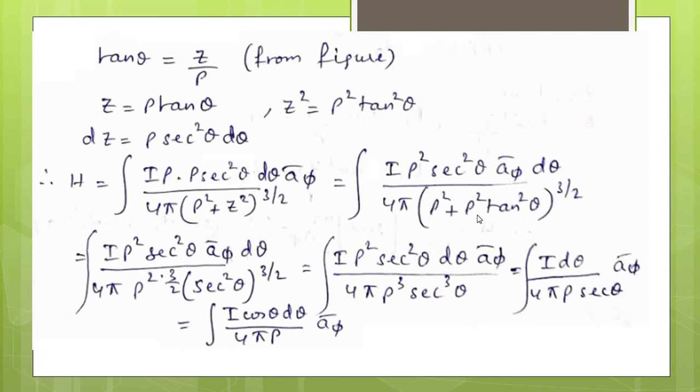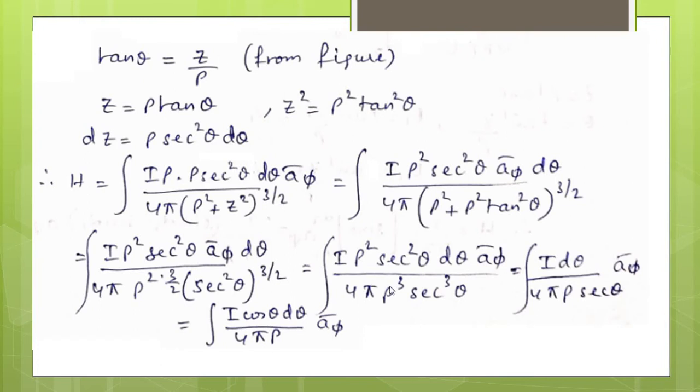So here we can take rho square common for both of these two terms, and we have power 3 by 2 also. So we get I into rho square into secant square theta into a phi into d theta divided by 4 pi into rho square. Now here we have power of 3 by 2, so here also we need to put in the power as 3 by 2. Secant square theta power 3 by 2. This 2 and 2 will get cancelled. So we have rho cube here. Here also secant square theta whole power 3 by 2. This 2 and 2 is cancelled. So we have secant cube theta.